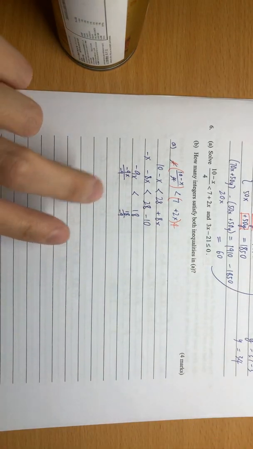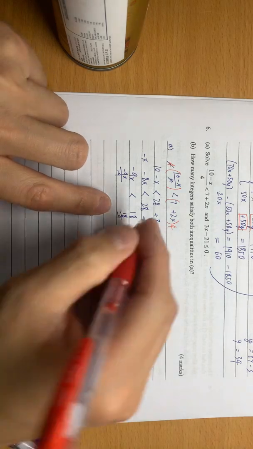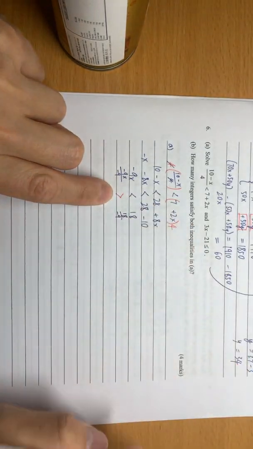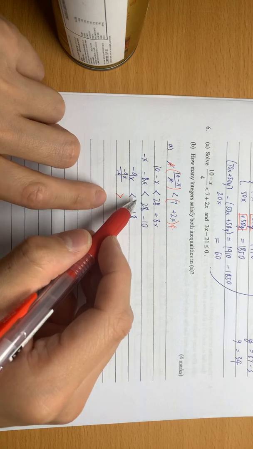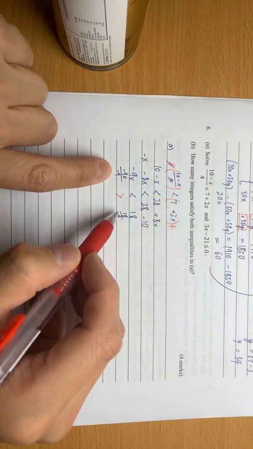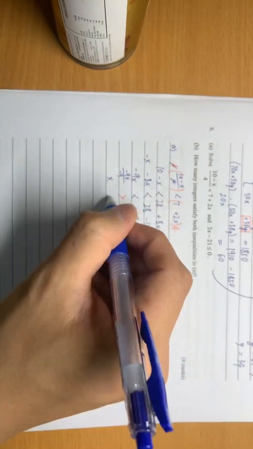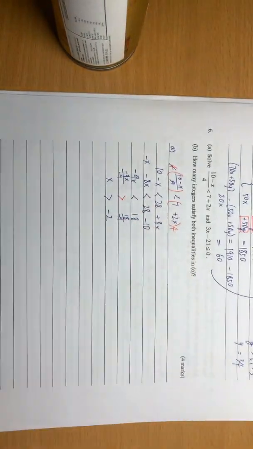But don't forget, whenever you divide both sides by a negative, it will trigger a change in direction. Smaller than becomes larger than. If you divide by a negative number or multiply by a negative number, then you need to change the direction. So x is larger than negative 2.